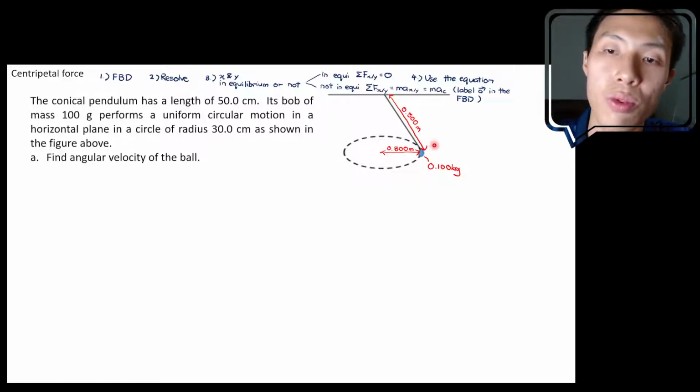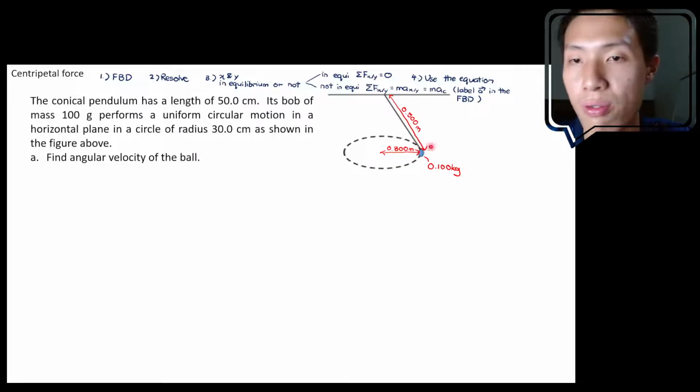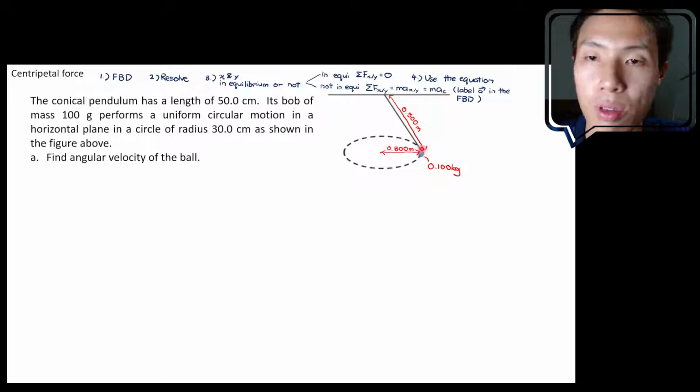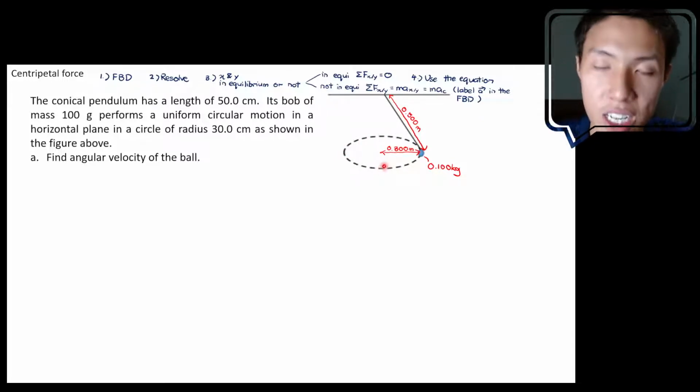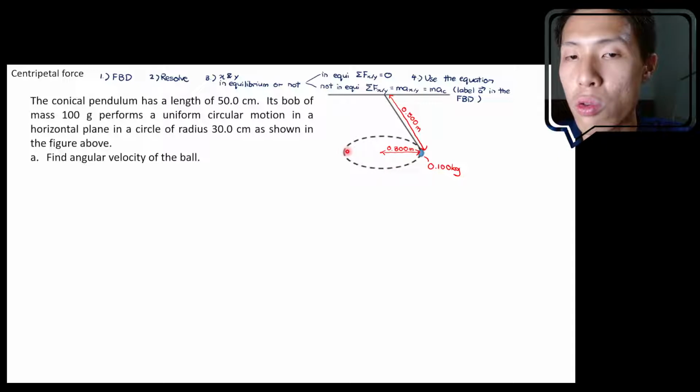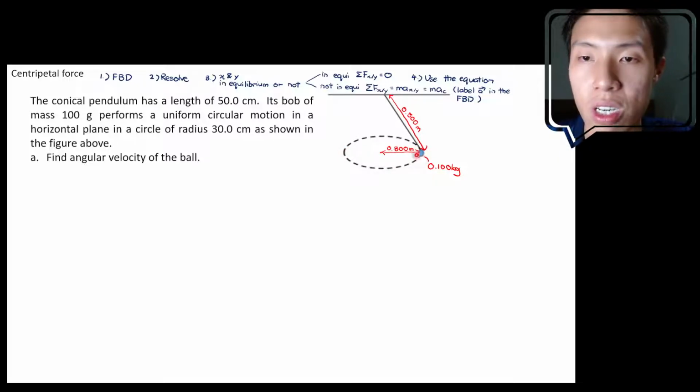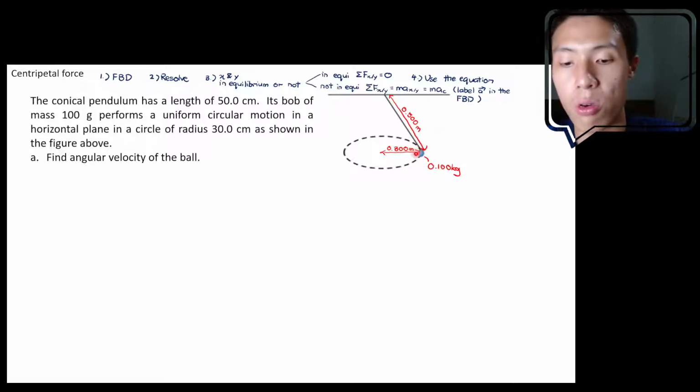Usually we will sketch a free body diagram based on the figure given, if there's a figure. Then we sketch it when the pendulum bob is over here. You can sketch it anywhere you want, but I think it's most convenient to sketch it either on the left or on the right. In this case, since the picture gives us the right already, we sketch the free body diagram when the pendulum bob is at this position over here.